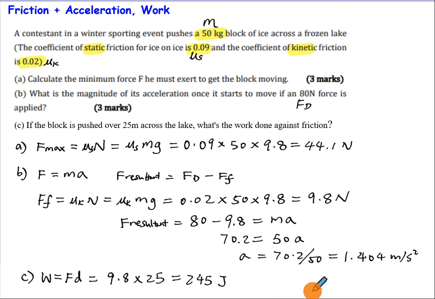And that's the end of a similarly very long question. As you can see, if you mark out your quantities and do the questions step by step, it is actually not scary. All right, thank you for watching.